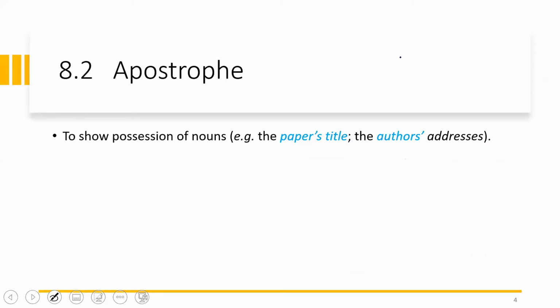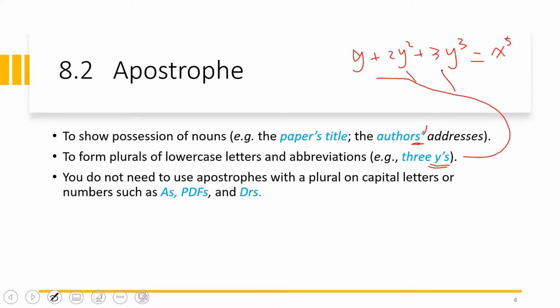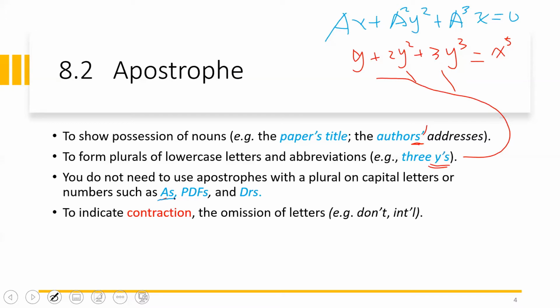Apostrophe shows possession: paper's title, author's address. You use a prime or apostrophe for plurals, say 3 Y's. We can say in this equation there are 3 Y's. On the other hand, you do not use a prime or apostrophe if it is a capital letter. For example, As. Okay, you can write a question like that. Then you have 3 Ss.